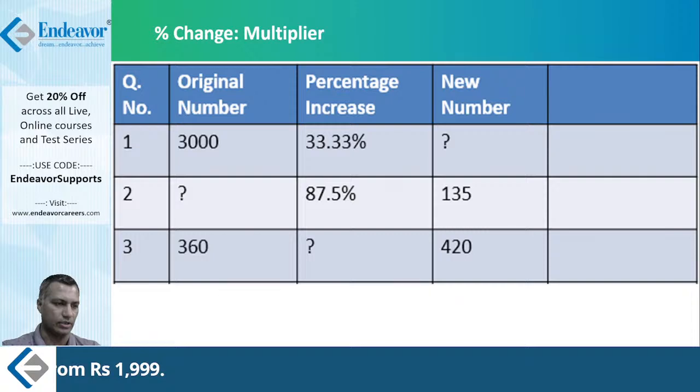Original number 3000, that's nothing but initial value 3000. Percentage increase 33.33%. He's asking, can you tell me the final number? Final number is nothing but the final value. It's given percentage increase, therefore plus sign. Plus 33.33%. Now listen very carefully. What is the fraction associated with this? 1 by 3. What is the multiplier associated with this? Copy this 3 as it is. What is 3 plus 1? 3 plus 1 is 4. This is the multiplier associated with this.